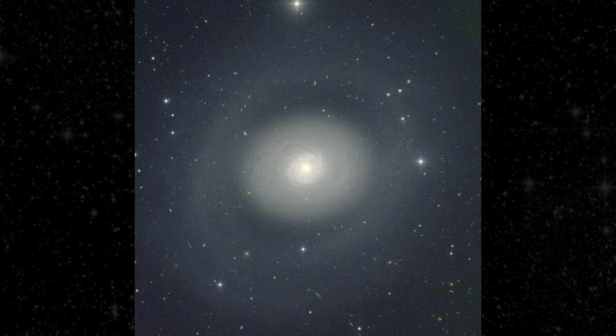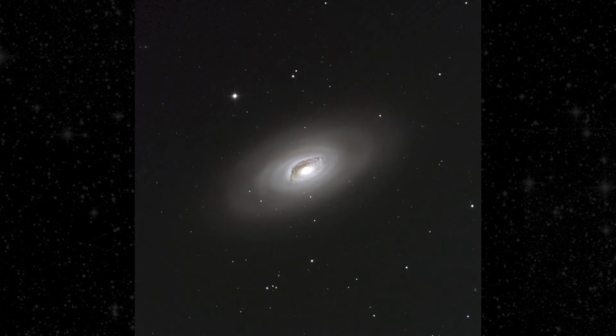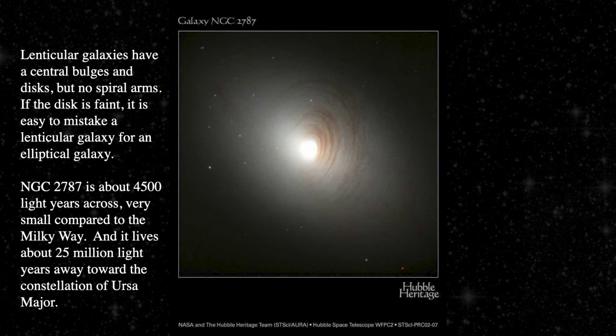Here's another lenticular. We see it's kind of wispy, and there's some dusty lanes in the middle, but it mostly looks like a lot of older stars. Another lenticular, dust lane again. There's a standard appearance, and they tend to be kind of small.